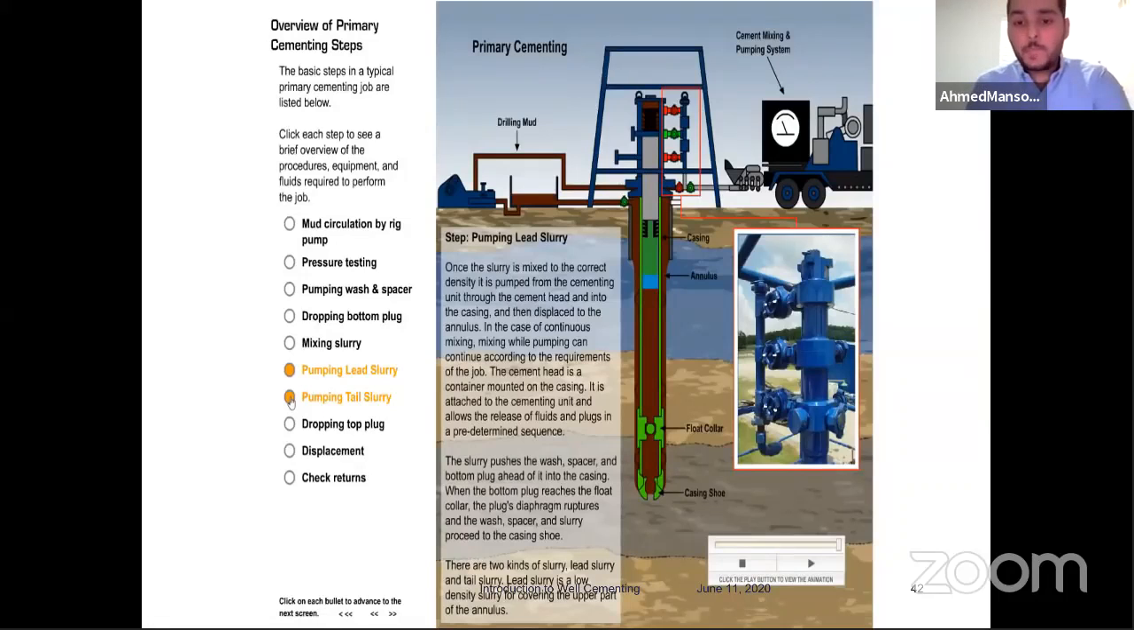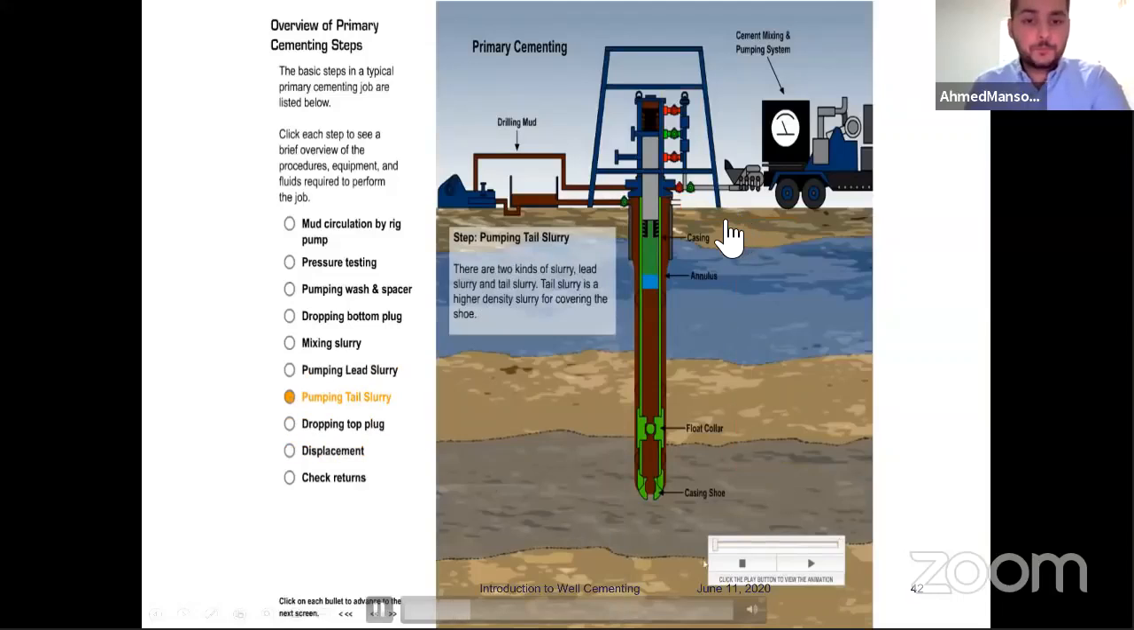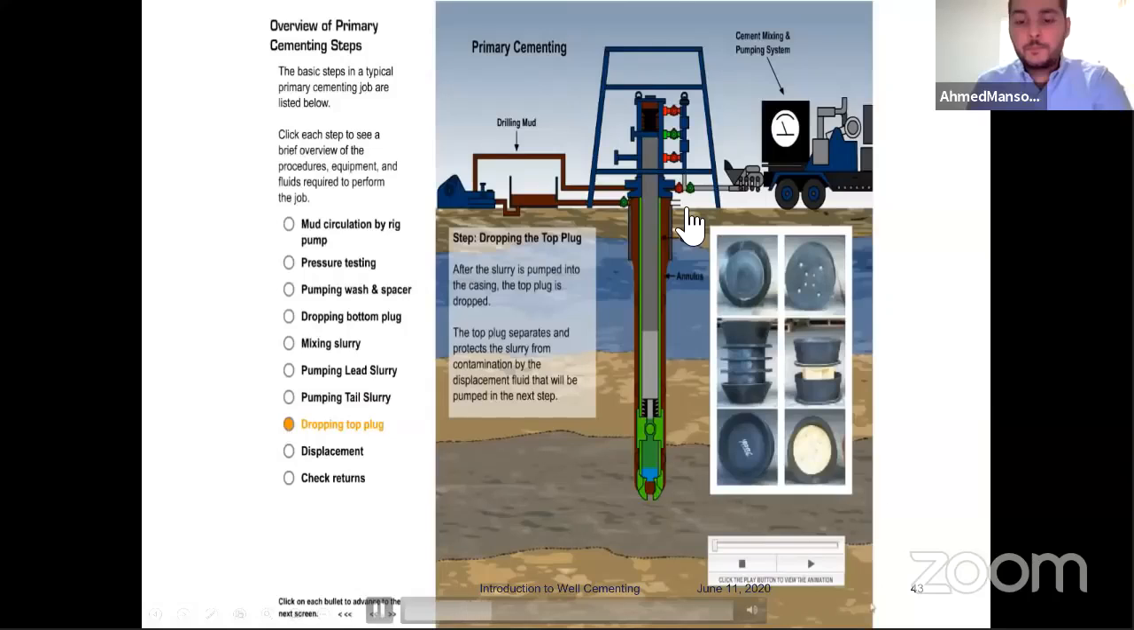We start mixing the tail. As you can see here, the tail slurry is a higher density slurry for covering the shoe. So this is the tail, this is the lead, and this is the spacer. And after that, we drop the top plug, which is this one. So we open up the valve for the top plug. And after we finish, open up the valve to drop the top plug, we start displacement.